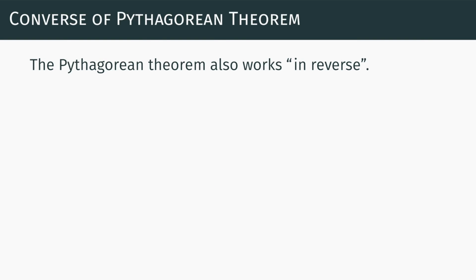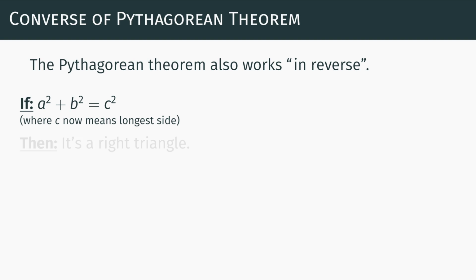The Pythagorean theorem also works in reverse. We call this the converse of the Pythagorean theorem. So what I mean by that is if you have the fact that a squared plus b squared equals c squared for some triangle, you can set up that equation and it holds true. And now c doesn't actually mean the hypotenuse, it just means the longest side because you aren't certain that it's a hypotenuse yet. If a squared plus b squared is actually equal to c squared, then you're looking at a right triangle.